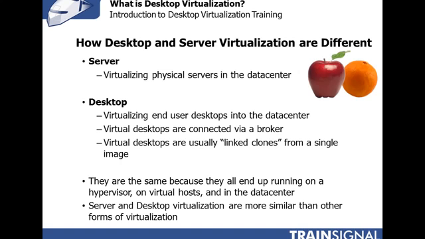How it works is virtual desktops are connected via a connection broker, and the virtual desktops are usually what they call linked clones from a single image. So what that means is you can create the perfect golden end-user desktop. It could have Windows 7, all the patches, every one of your applications, your antivirus solution, and it could contain everything that that end user will need to do their job.